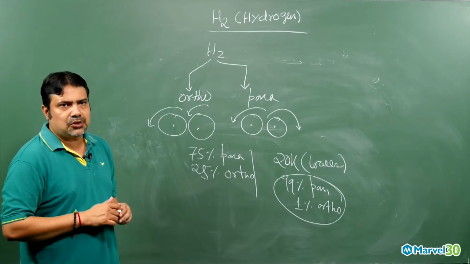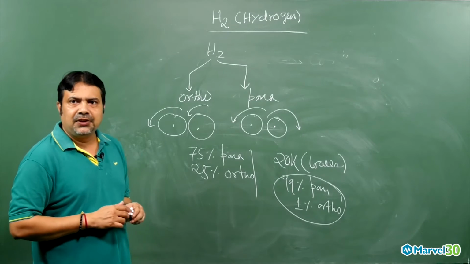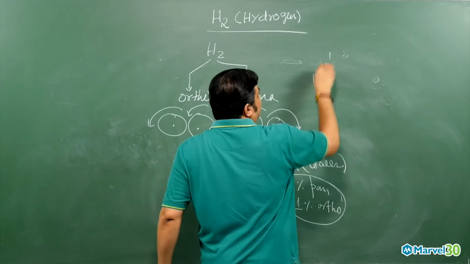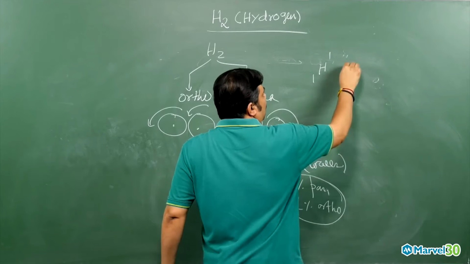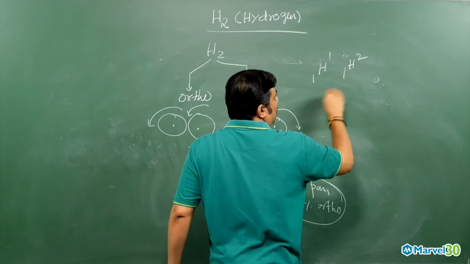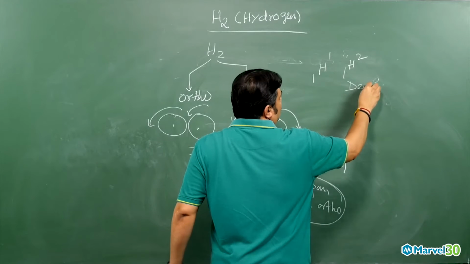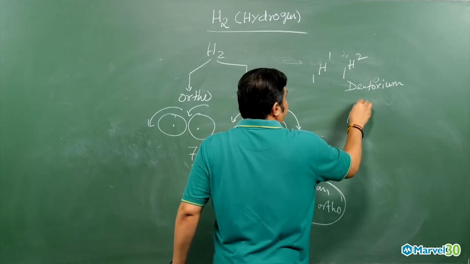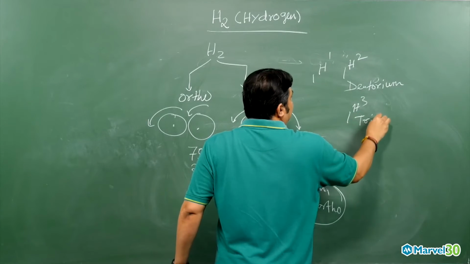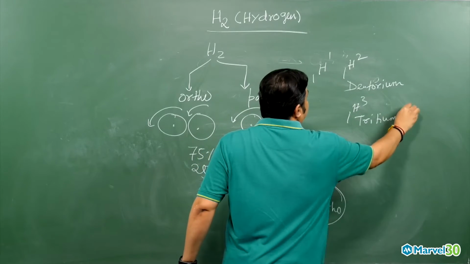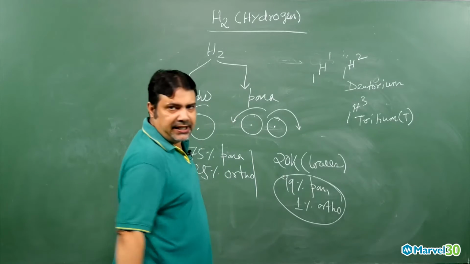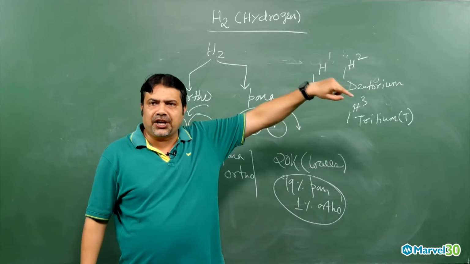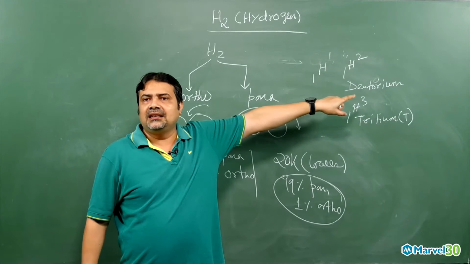Once you understand orthohydrogen and parahydrogen, what are the different types of hydrogen? Isotopes. You know 1H1, this is nothing but normal hydrogen. 1H2 is called deuterium, represented by D. And then 1H3 is called tritium, represented as T. So these are the different isotopes. Already I discussed what an isotope is: same atomic number, different mass number due to a different number of neutrons.